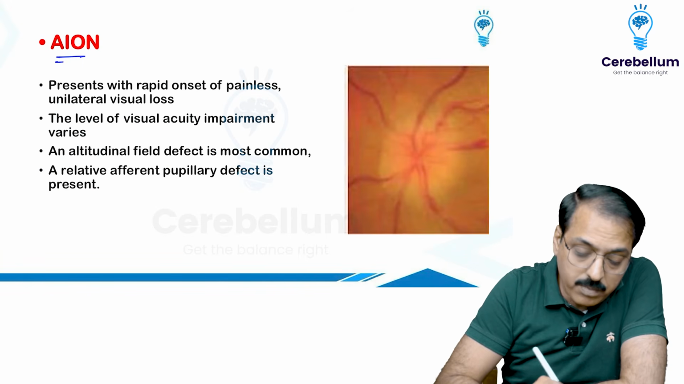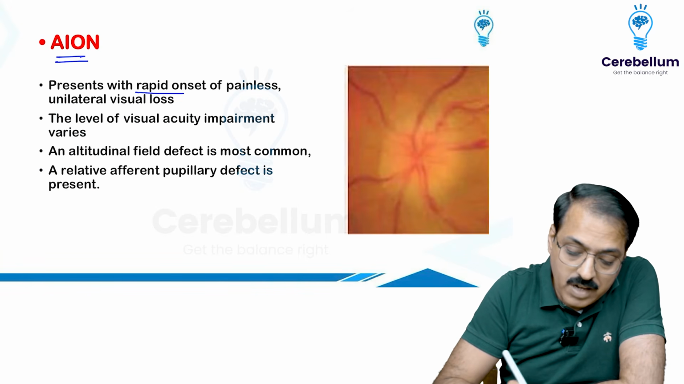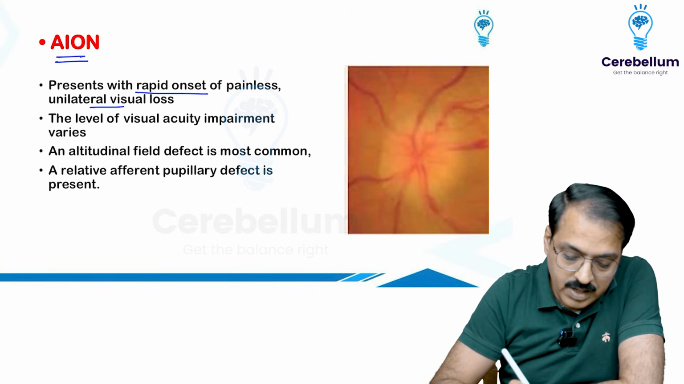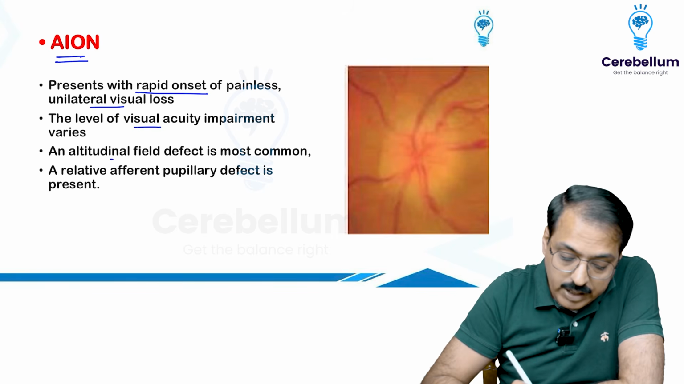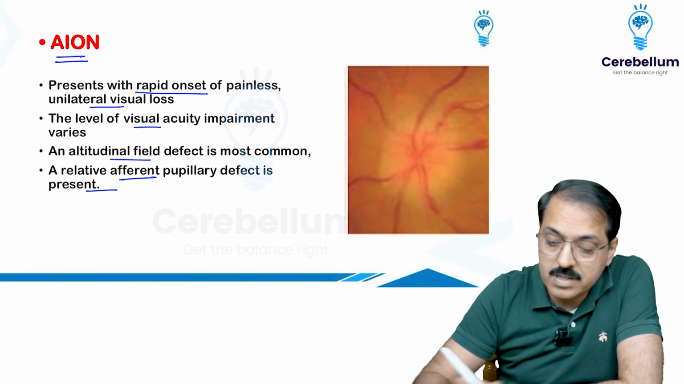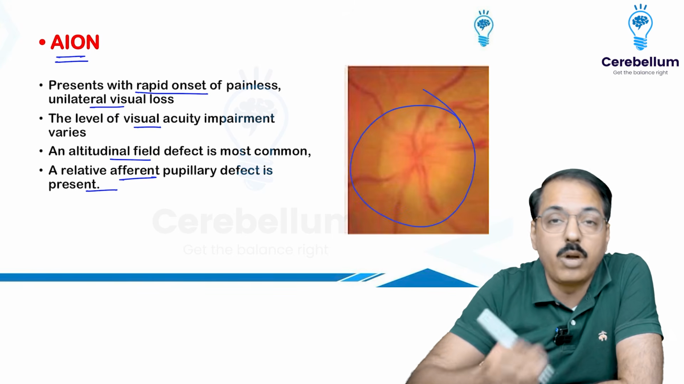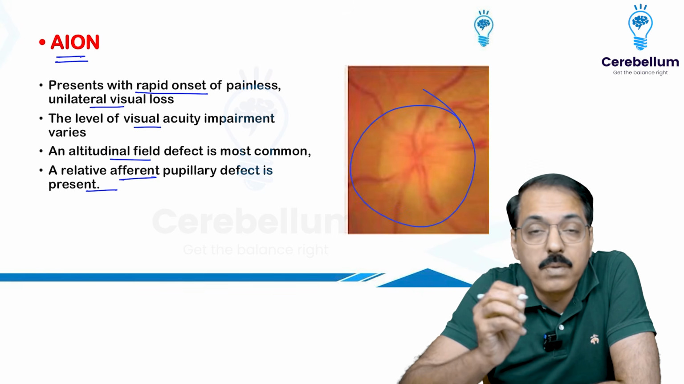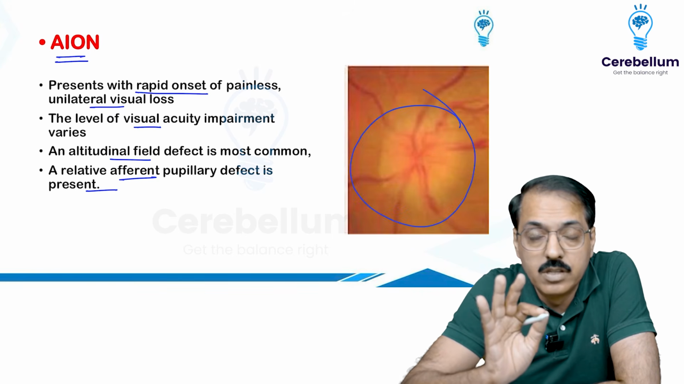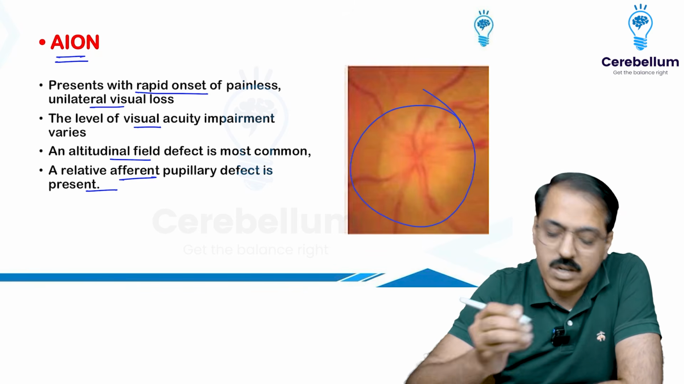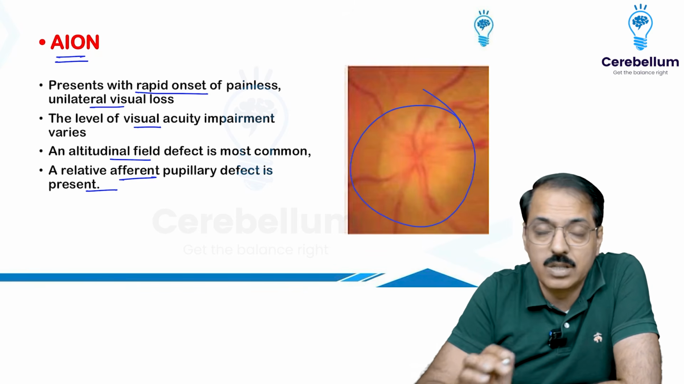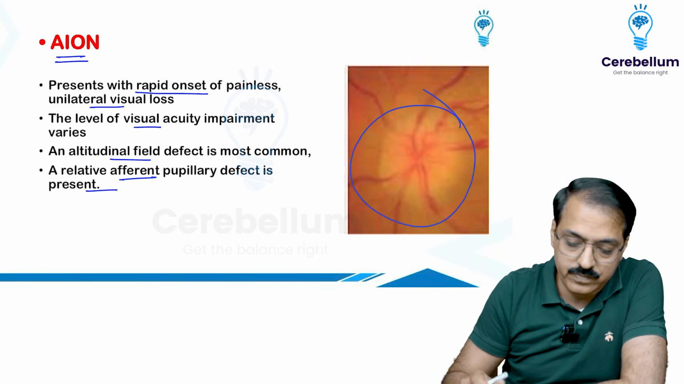And in ischemic optic neuropathy, the patient presents with a rapid onset of unilateral vision loss. The level of visual acuity is variable. Altitudinal field defect is there, and RAPD is present, but see, it is not a normal optic nerve appearance. It is not a normal nerve. So that is also out. So the answer is retrobulbar neuritis. That was something which you have easily done. This was a very simple question.